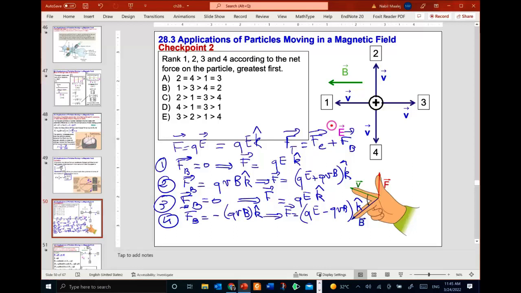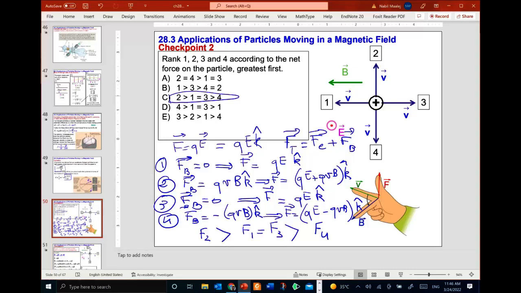Okay, so now we can classify them. Which one has the highest magnitude? We can see F2 is larger. What's next? F1, which is QE. And F1 is equal to F3, because both of them are QE. F1 is equal to F3, which is larger than the fourth one. The fourth one is QE minus QVB, right? So larger than F4. So the correct answer in this case is this one.